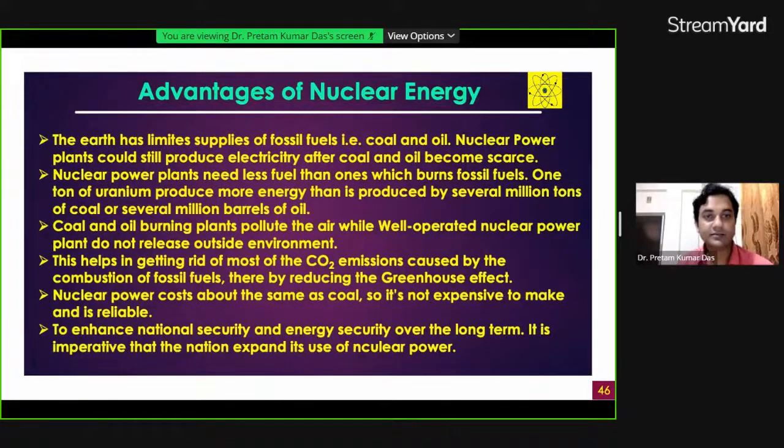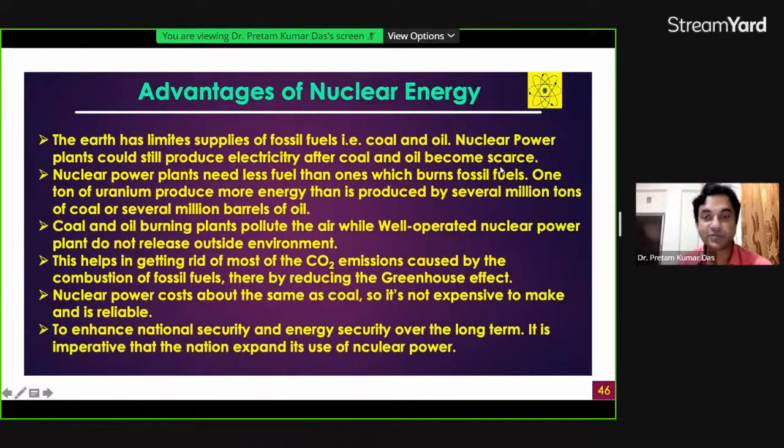The Earth has a limited supply of fossil fuel. In modern days we are using mostly coal and oil for our power supply or transportation, but it will finish very soon, maybe. So scientists are looking for an alternative source of energy. Later I can talk about how nuclear energy could be the best alternative energy source. Nuclear power plants could still produce electricity after coal and oil become scarce.